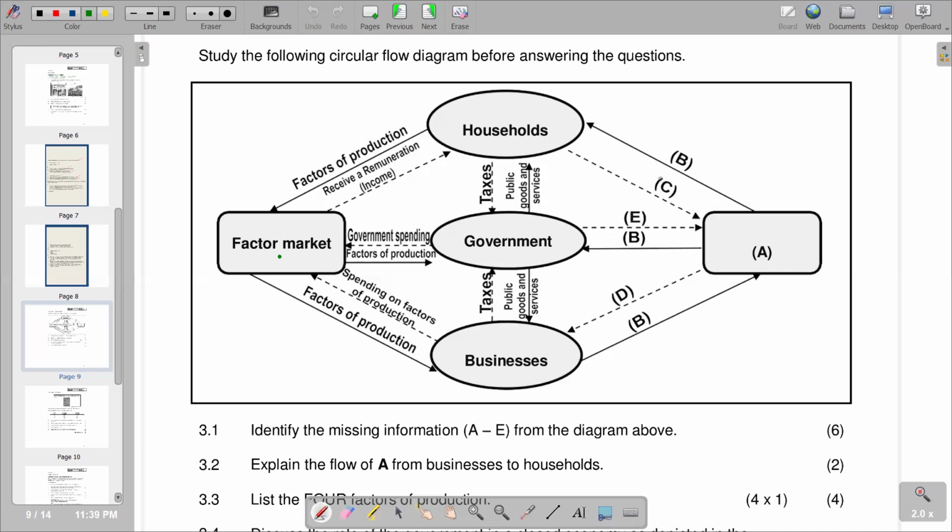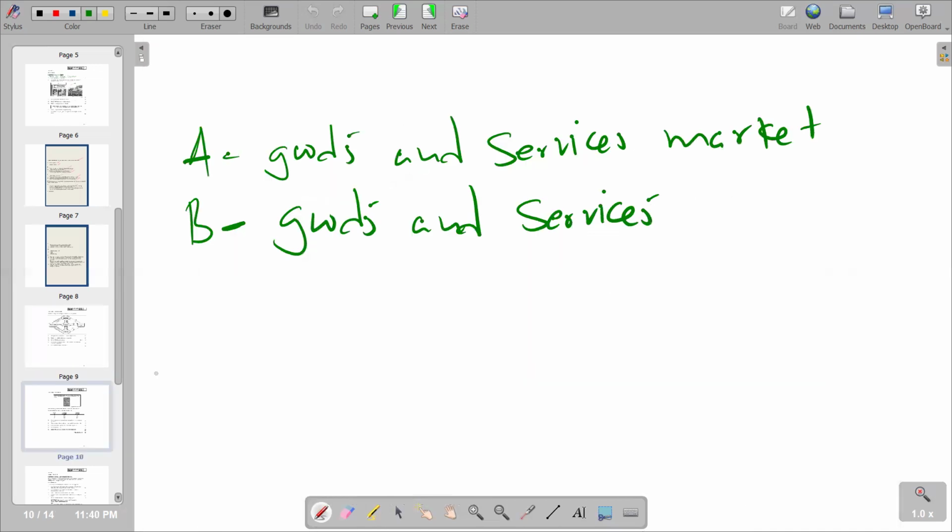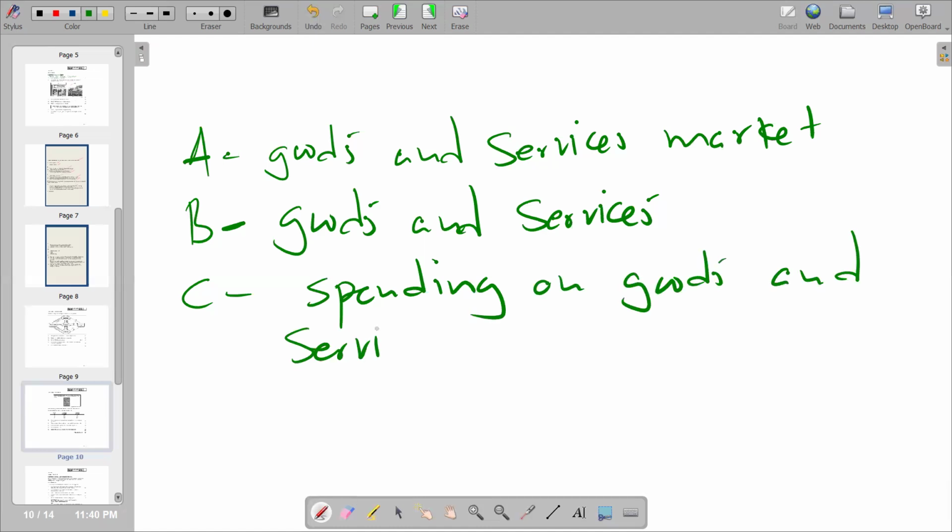Then we try to identify C. C is an arrow from households to the goods and services market. But what moves from households to goods and services? Remember, households buy from the goods and services market. So obviously, the expenditure is what moves from households to the goods and services market. So we can just say spending on goods and services.